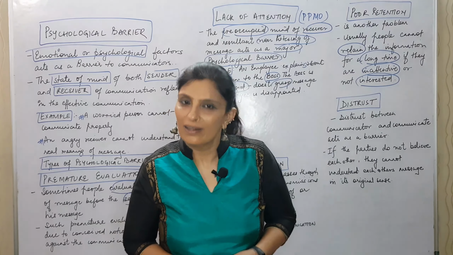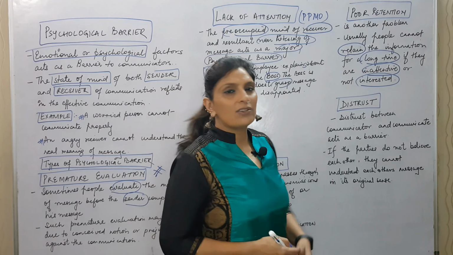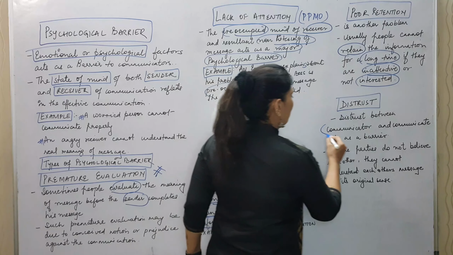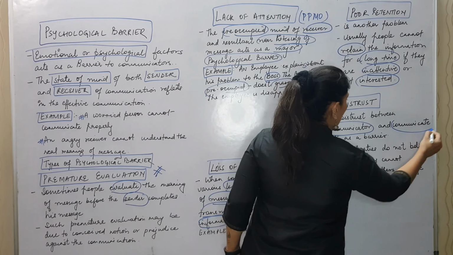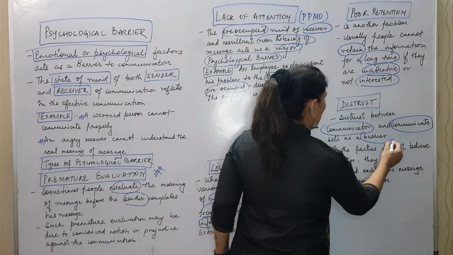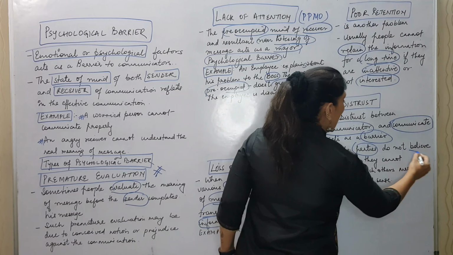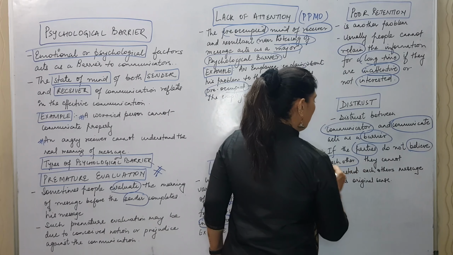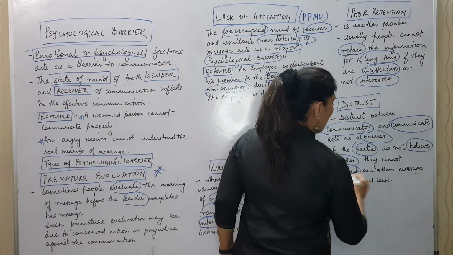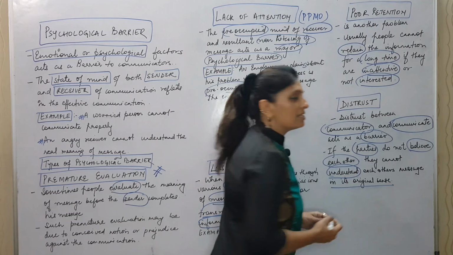So, poor retention. Next, distrust. Between whom? The communicator and the communicatee. If they do not trust each other, it acts as a barrier. The parties do not have faith in each other, they do not believe each other, so they cannot understand each other's message in its original sense.